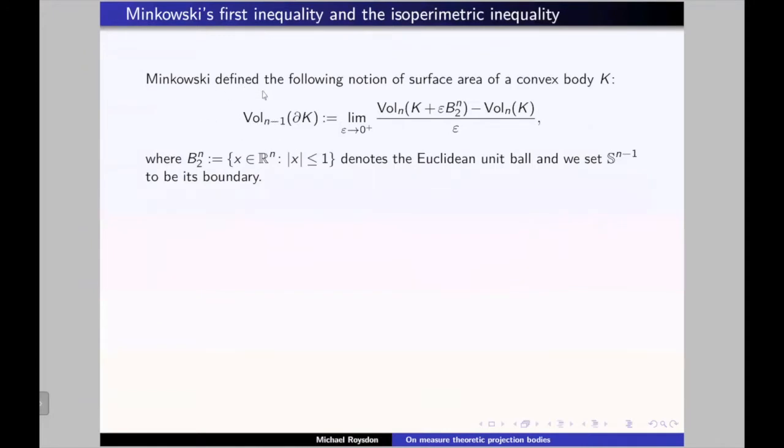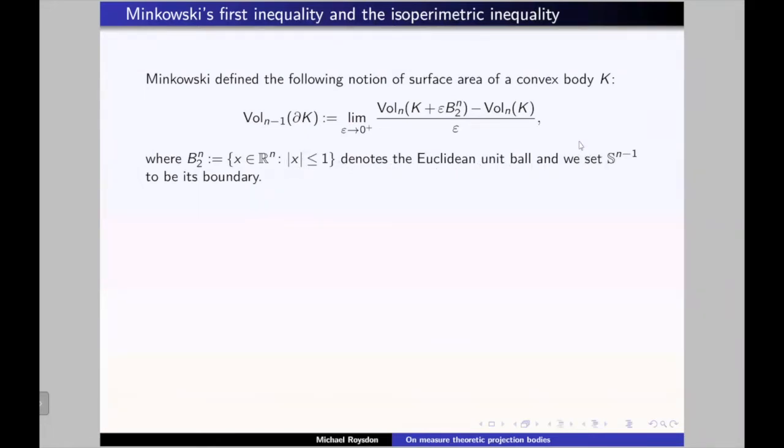So way back in the 1800s, Minkowski considered a notion of surface area of a convex body. By ∂K, I mean the boundary of your convex body K. The surface area, the (n−1)-dimensional volume of the boundary of K, is defined to be the difference quotient: the volume of K plus epsilon times the Euclidean ball, minus the volume of K, all divided by epsilon. And here, the Euclidean ball B_2^n is just the set of all x in R^n so that the Euclidean norm of x never exceeds one.